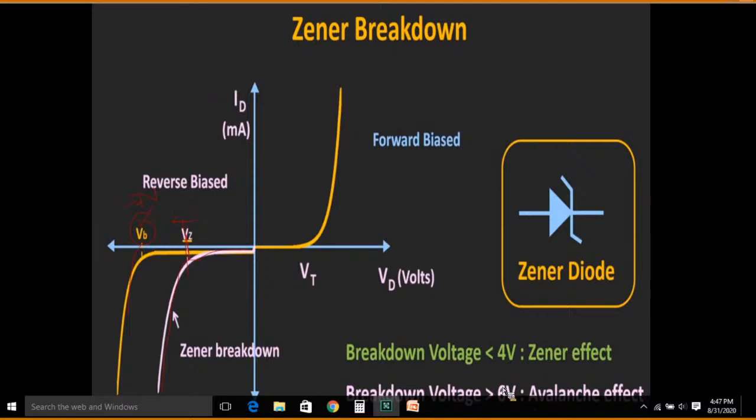The main difference is that, due to the strong electric field, the covalent bonds are ruptured and they release free electrons. Due to these charge carriers, if current flows and a breakdown occurs, that is a Zener breakdown. If a breakdown occurs due to larger reverse voltages, that is avalanche breakdown. This is the difference between avalanche breakdown and Zener breakdown.